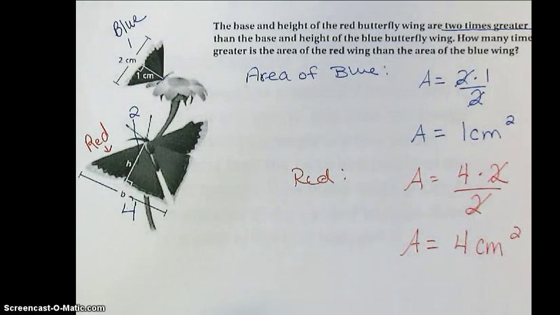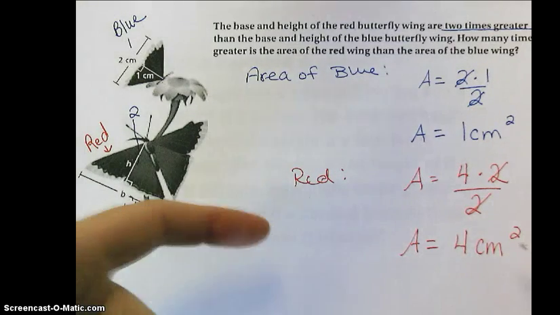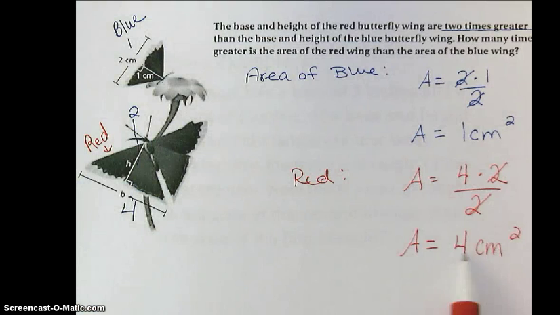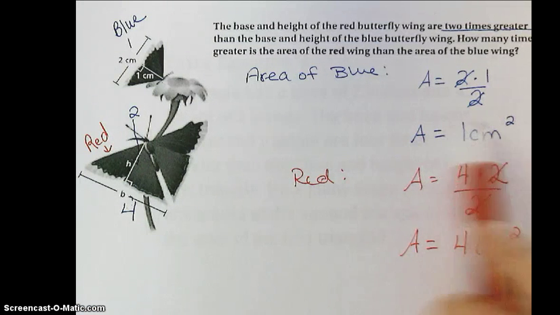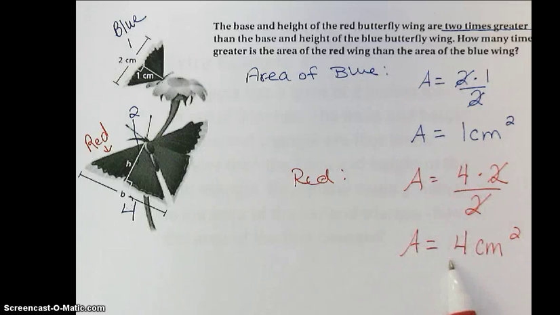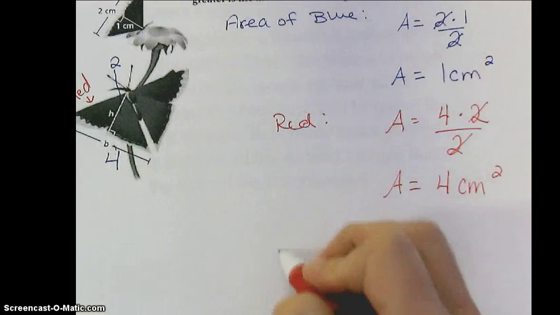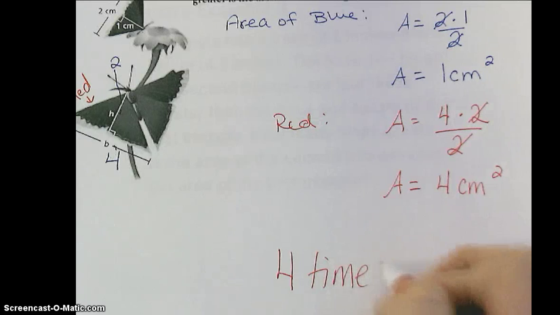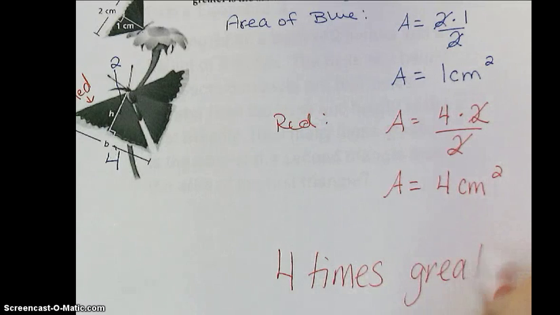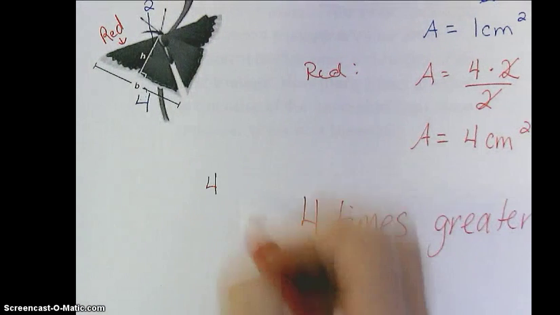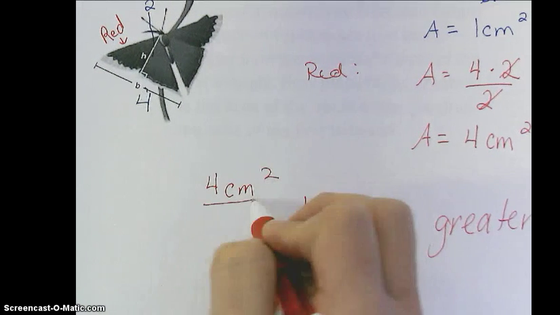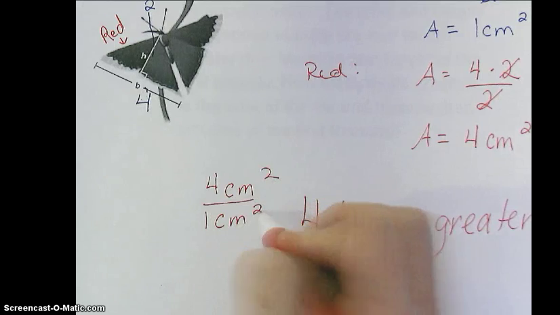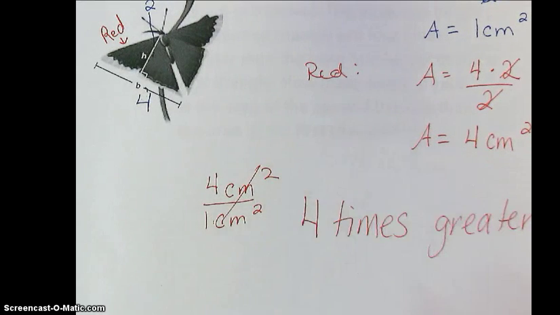And I want to know, how many times greater is my red than my blue? Well, what times 1 will get me to 4? 1 times 4 will get me to 4. So I know that the red one is 4 times greater. I could also have done 4 centimeters squared divided by 1 centimeter squared to get how much greater that is, and it is just 4 times greater.